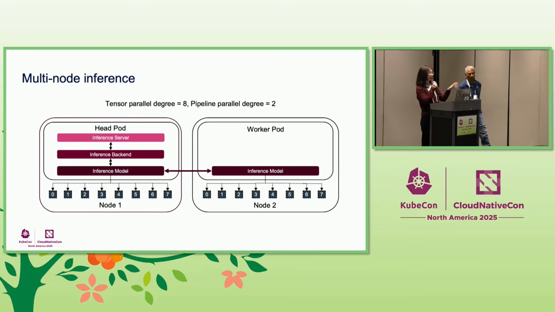For this diagram, just a side note, under this setup, only the head pod in node 1 will be receiving the request and responding to the outside. But both the head pod and the worker pod will work together to run the actual inference compute or tensor operations. And we also call this setup having a tensor parallelism degree of 8 and pipeline parallelism degree of 2.